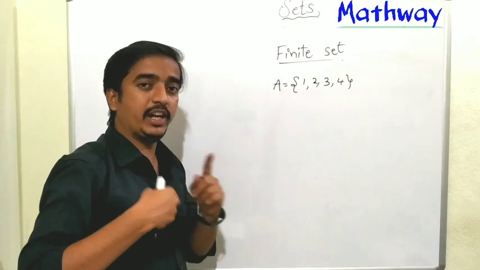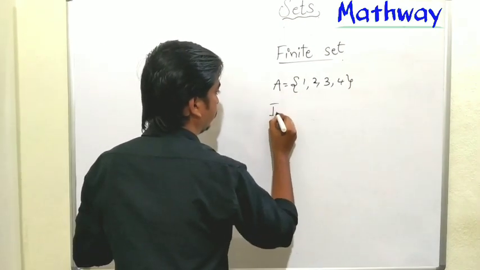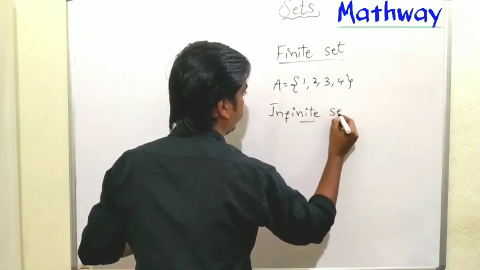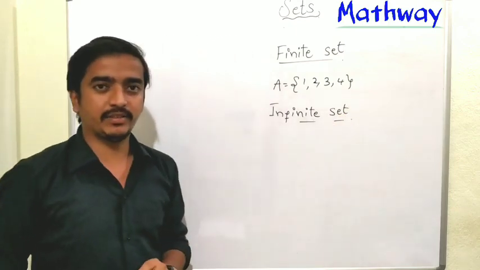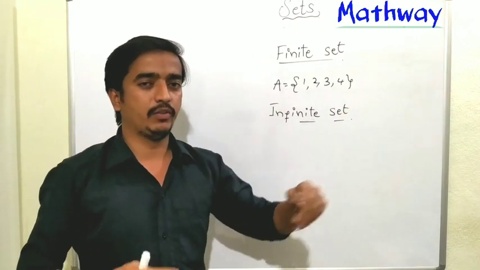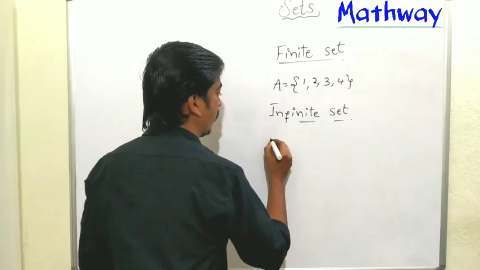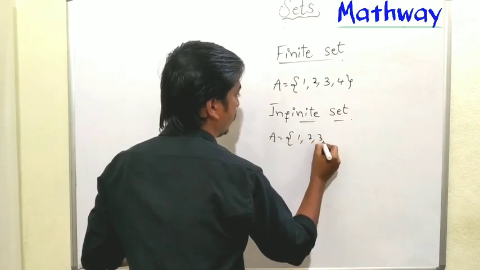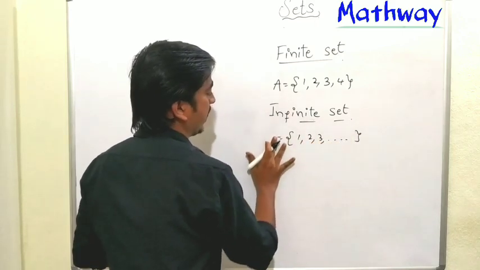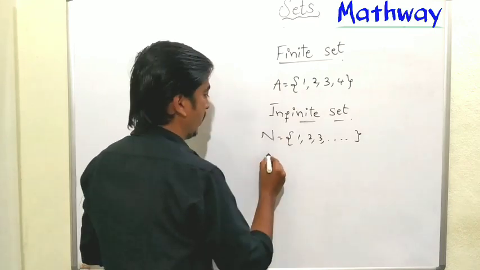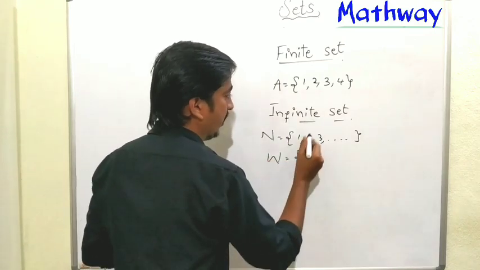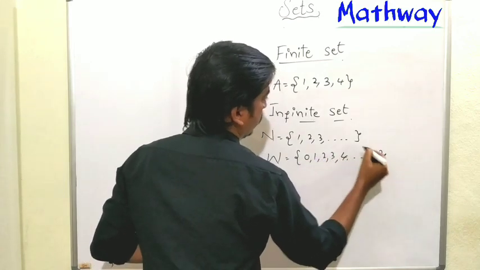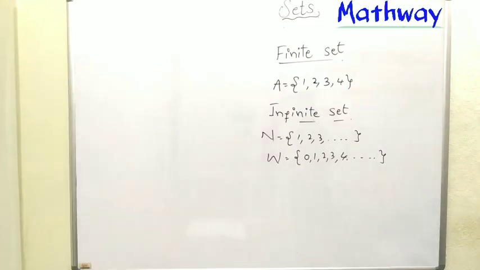Then what is meant by infinite set? Infinite set means infinite. It goes on continuously. We don't know where the end is. So we can take the set of natural numbers, denoted by N, like 1, 2, 3 and so on. And the set of whole numbers, 0, 1, 2, 3, 4 and so on, is also an infinite set.